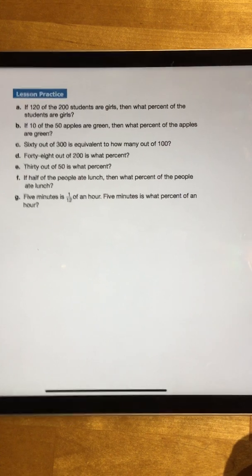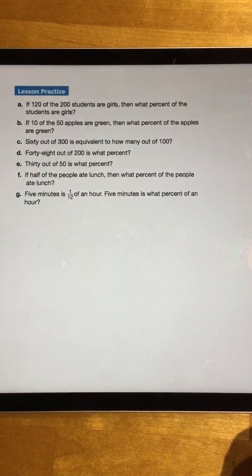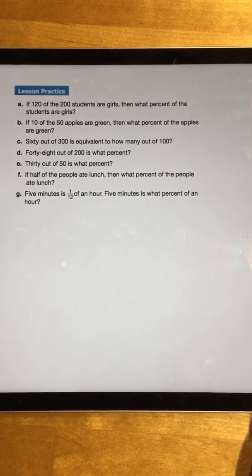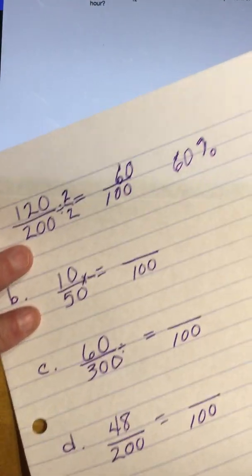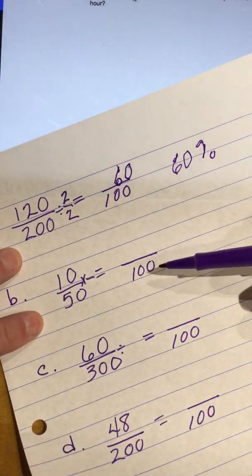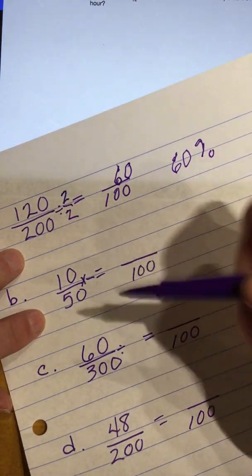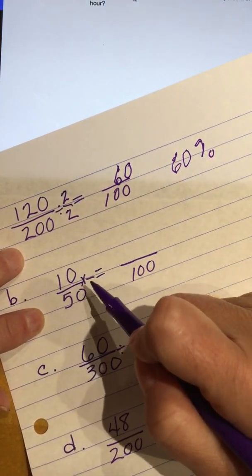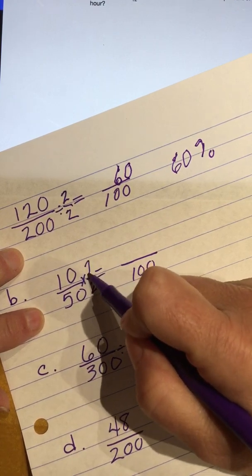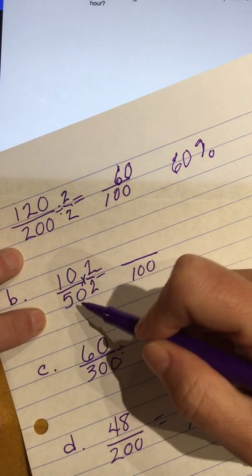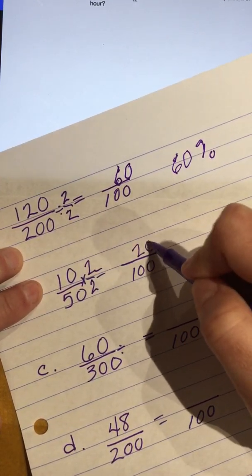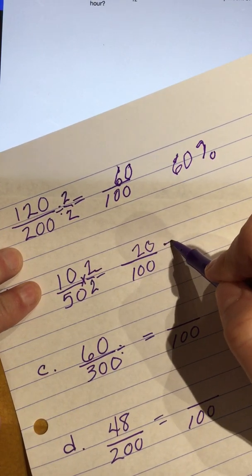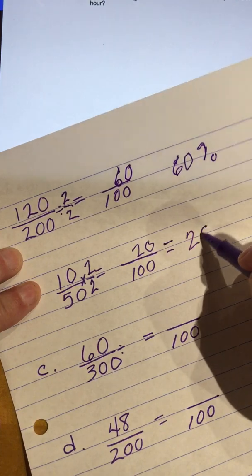Now, my next question is, if 10 of the 50 apples are green, then what percent of the apples are green? So this time I'm going to get to my denominator, which is going to be 100 now. So this time I need to multiply to get to the 100. So I'm multiplying both of these numbers by 2 because I need to get to that denominator of 100, and 50 times 2 is 100. Then 10 times 2 is 20, and that means that my percent will be 20%.